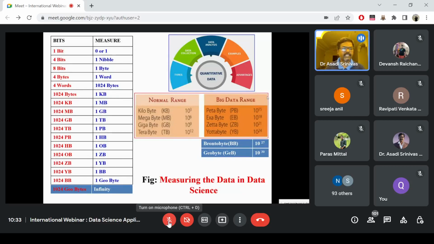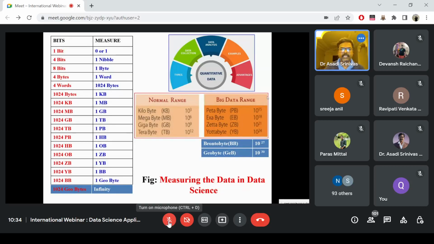This is the way we are measuring a huge volume of data in a system, server, or data center. If you see this measurement in mathematical terminology, in the normal range, kilobyte is 10 power 3, megabyte is 10 power 6, gigabyte is 10 power 9, terabyte is 10 power 12. In the big data range, petabyte is 10 power 15, exabyte is 10 power 18, zettabyte is 10 power 21, yottabyte is 10 power 24, brontobyte is 10 power 27, geobyte is 10 power 30. This is the way we are measuring the data in data science.